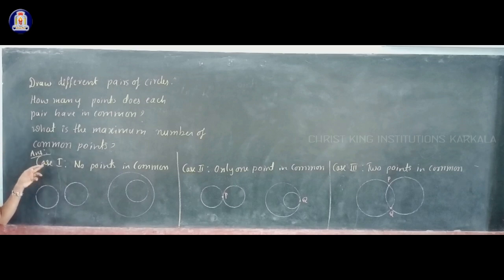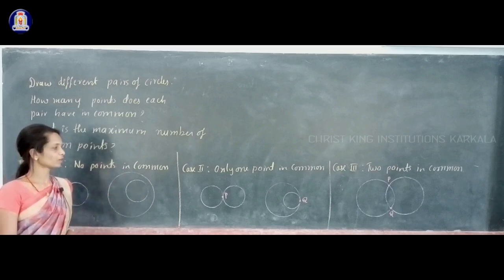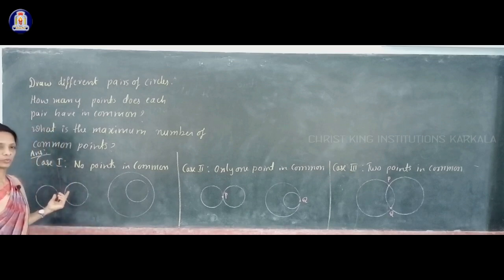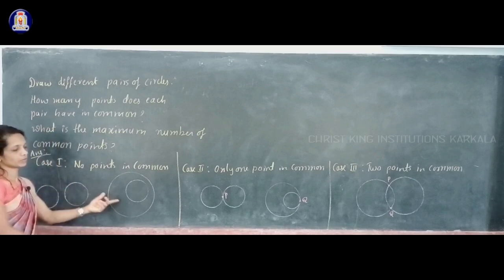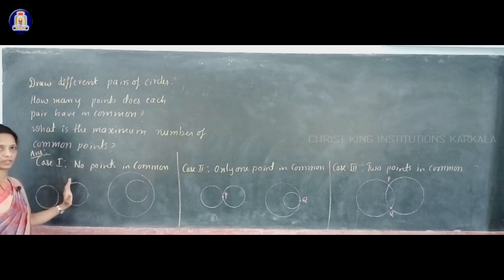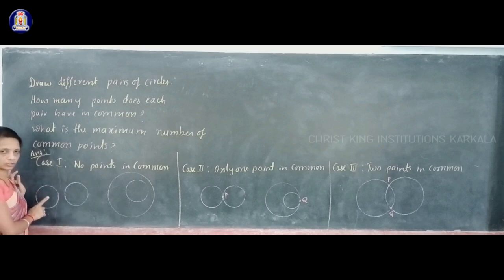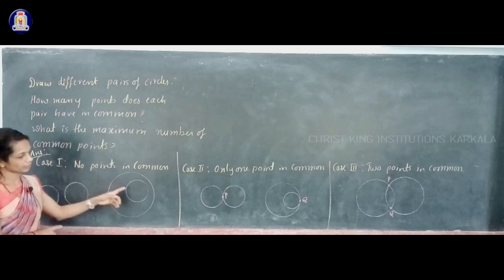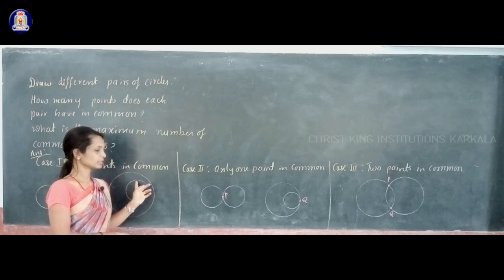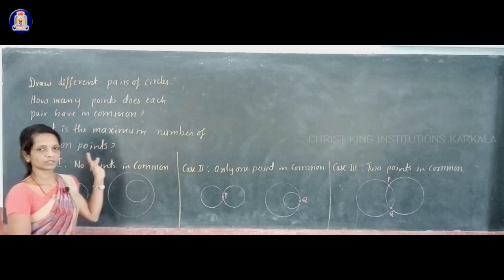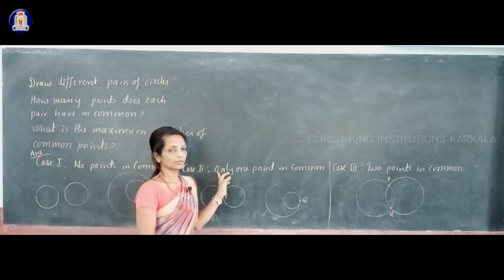You have 3 cases, case 1, case 2 and case 3. In case 1, there are no points in common. Suppose you draw 2 circles either in this way or in this way, then there are no points in common for these 2 circles. A common point means that the point should belong to this circle as well as this circle. So that is the first case.